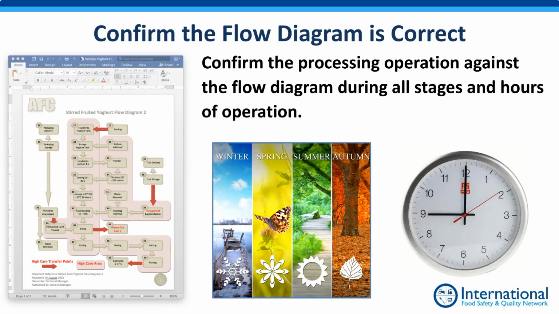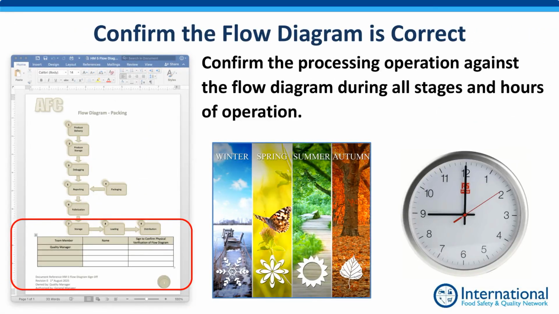A flow diagram can be assisted with a map of the premises and equipment layout, a water distribution diagram, and an indication of zones where high risk, high care, or ambient high care production facilities are required. So the final part of that step is to have the HACCP team sign off that diagram physically, which I prefer to do on a form.